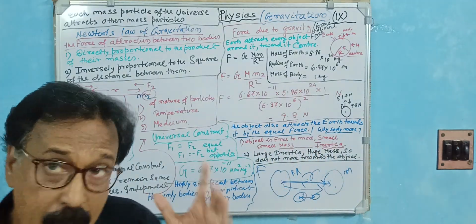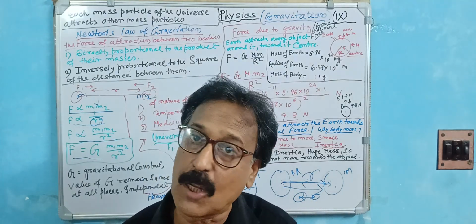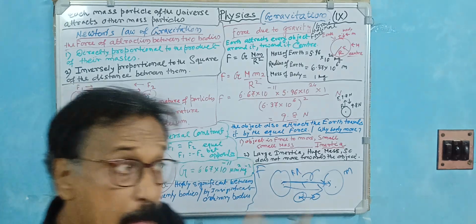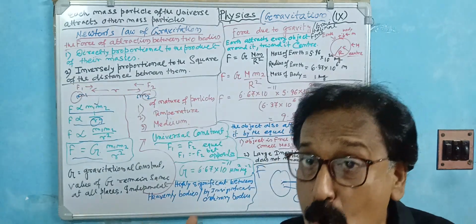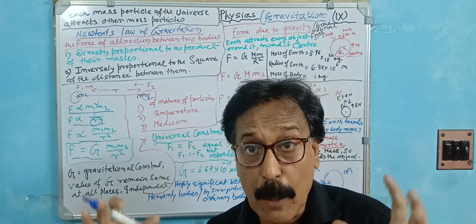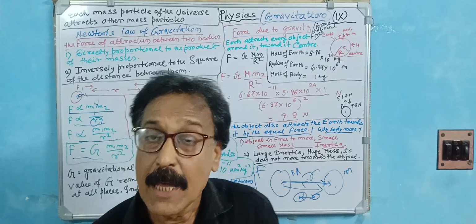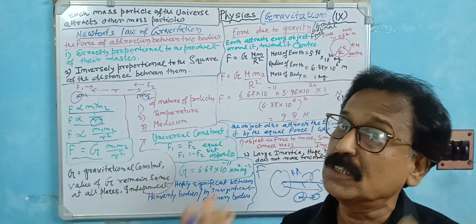The force is developed. Force is developed in nature. Two bodies in the universe always attract each other. Before Newton also this was known. But in which way is the force developed? How much force is developed? That is by Newton. The product of the two masses: if the masses are very small, the force is very small. If the masses are very big, the force developed is very big.